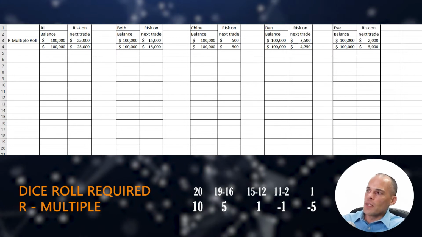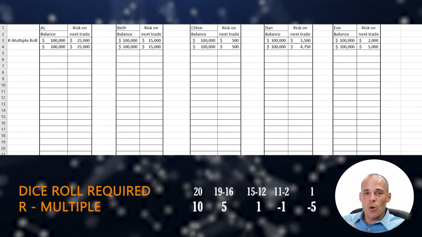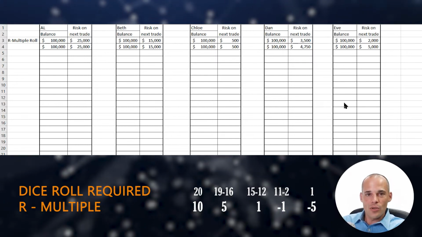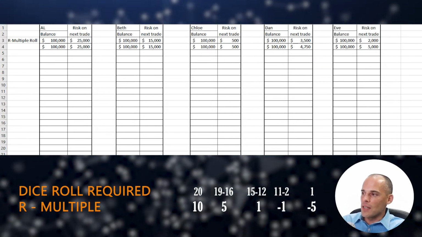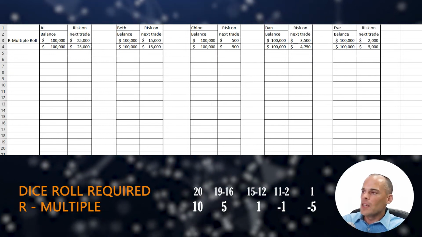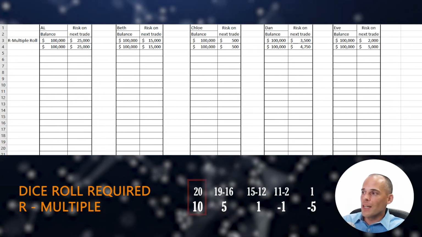So this is how it works: we're going to have a dice roll. I'm going to have a 20-sided dice, and I have a website that's free online that we're going to use to represent this. Each one of these dice rolls will give us a different R multiple. For example, if we roll a 20, we're going to get 10R.